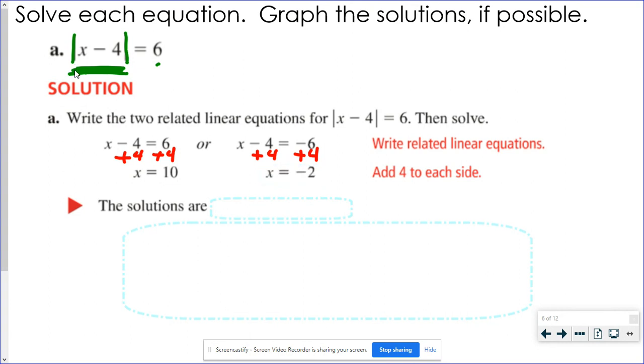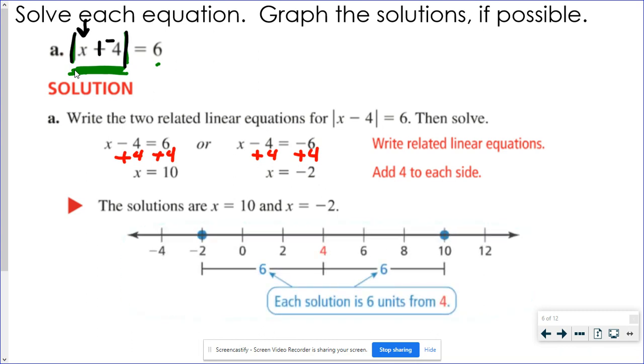But I want you to check those answers just so that you can kind of see what's going on here. If I put the 10 back into this original problem right here, 10 minus 4 is 6, and then the absolute value of that is 6. If I put a negative 2 in there, I would have negative 2 plus a negative 4 is negative 6. But the absolute value of that is still 6. So they both work. So 10 and negative 2. Most of the time in absolute value, we get 2 answers.